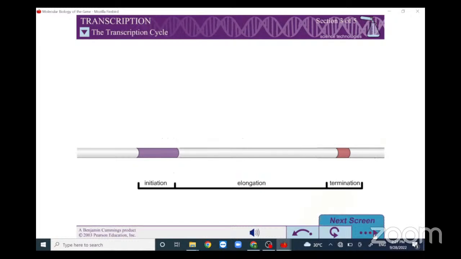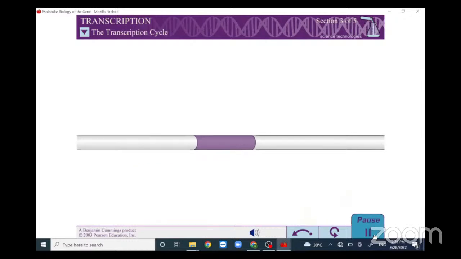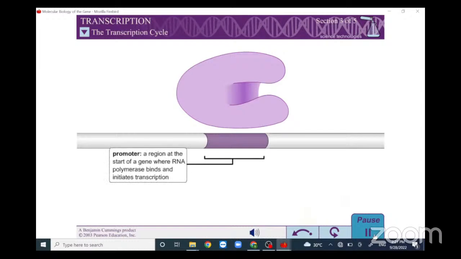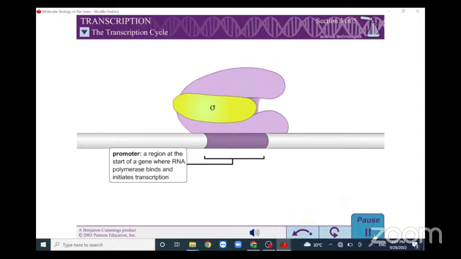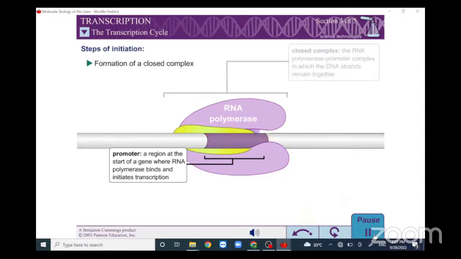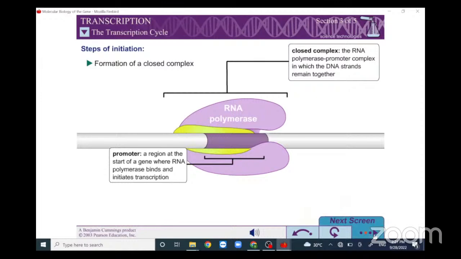To start with, if you want to have an initiation, you want to form a closed complex by your RNA polymerase and your DNA template. Then it must transit into an open complex. So first it should attach at the promoter site. Now what you need is a sigma factor. The yellow one you are seeing is a sigma factor. So the promoter is a site where the RNA polymerase binds.